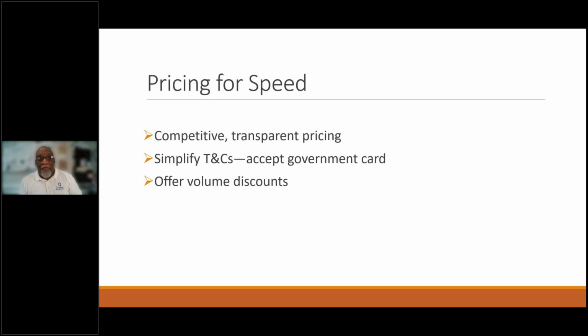Pricing for speed. When we're thinking about fourth quarter, complexity should not be a part of your fourth quarter strategy. Transparent pricing, simplified terms and conditions, letting the government know you take the card, and that you are a pro SAT, simplified acquisition threshold provider.